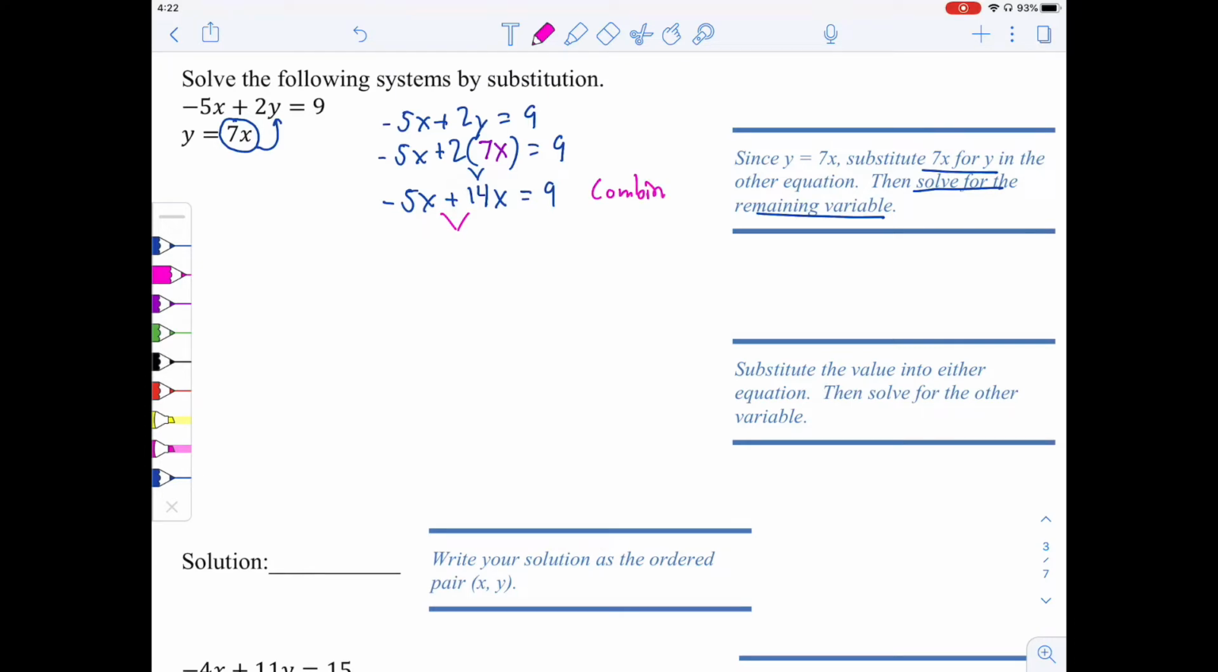Combine like terms. Then we get negative 5 plus 14 is 9, so 9x equals 9. Then we're going to divide by the coefficient of x to get it by itself. So divide by 9, and we get x equals 1.